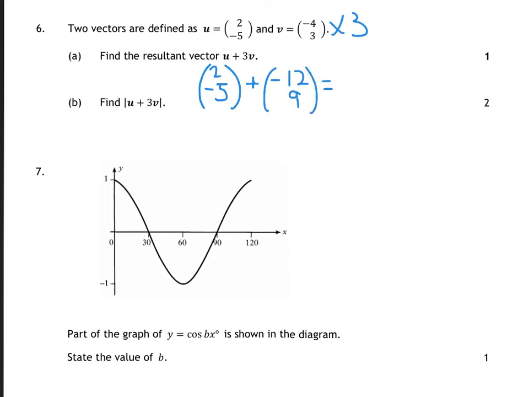And then it's just add the top lines. 2 take away 12 is minus 10. People make really silly mistakes here with their integers. And minus 5 add 9 takes you to positive 4. So that is part A.